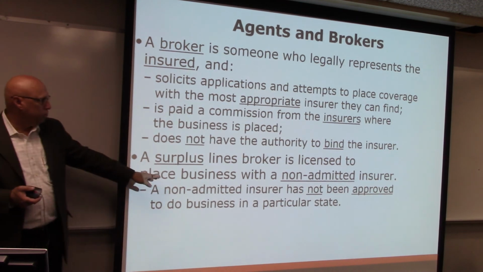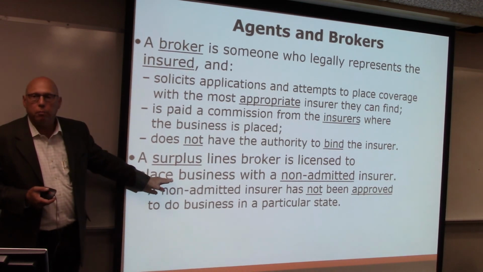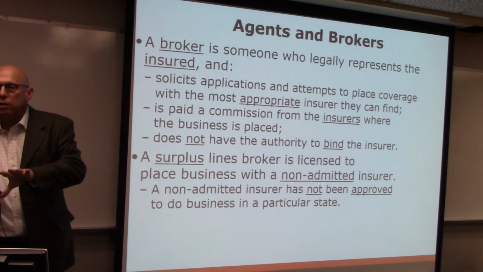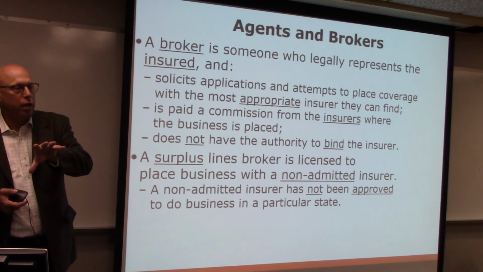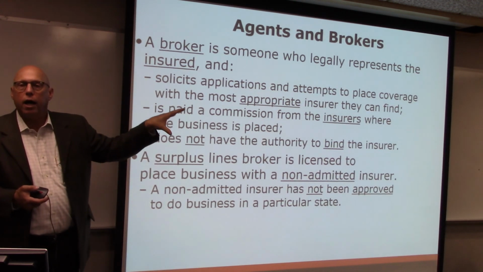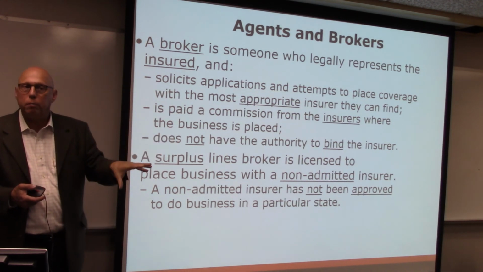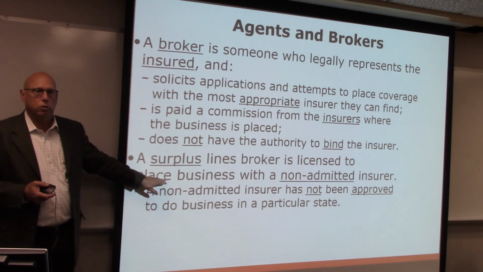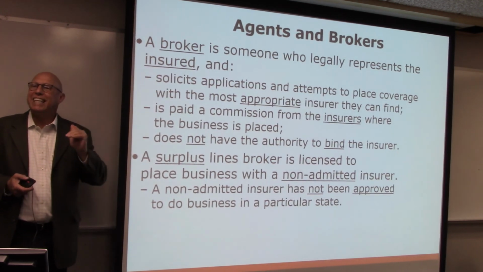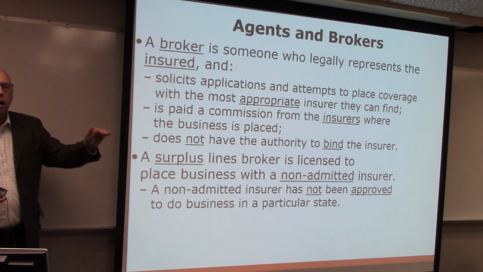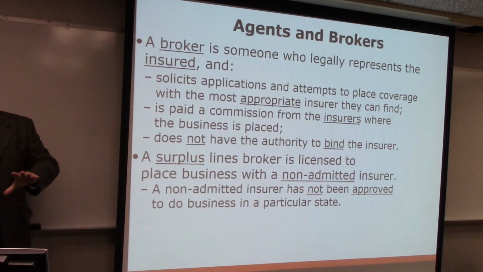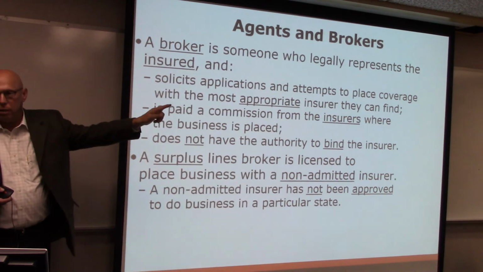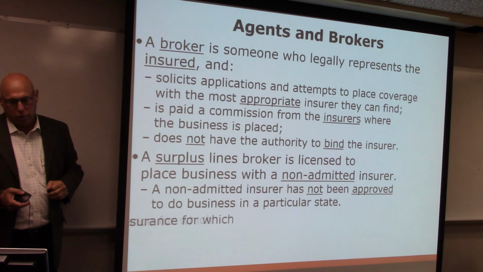Okay? So, a surplus lines broker can be doing business in a state and can find a policy for a customer in that state with a company that has not been admitted or accepted into doing business in that state. So that's typically an unusual situation. Somebody has an unusual need and cannot find insurance to cover their needs, so they engage a broker who knows of a company in Maine that offers this insurance. Okay?